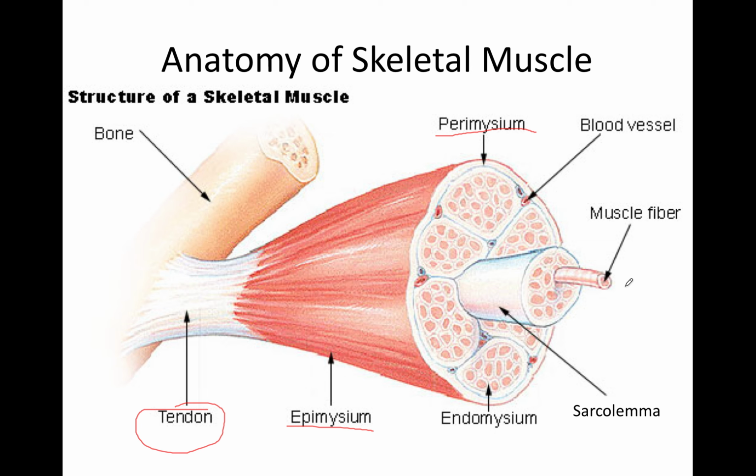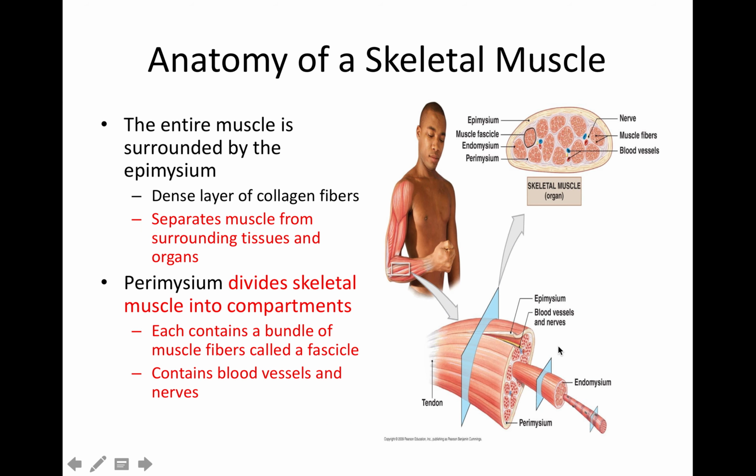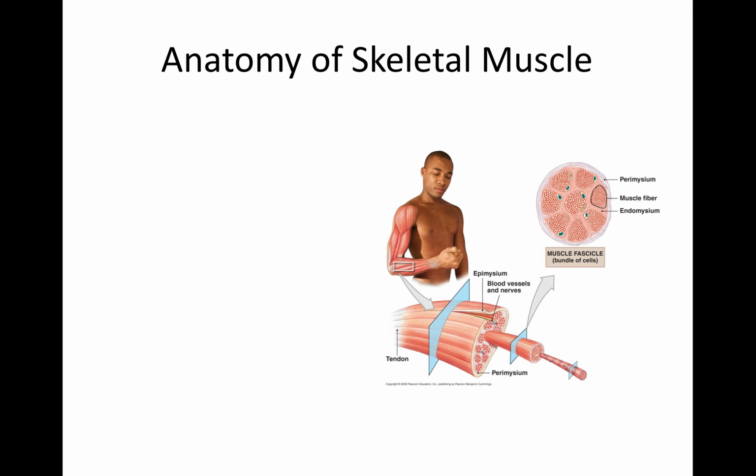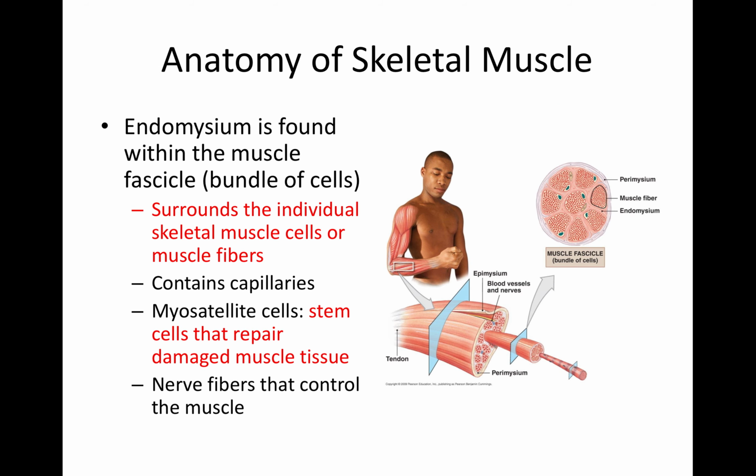Some other connective tissue components: around each muscle fiber, there is again a connective tissue layer that's protecting it from its environment. The connective tissue that we find surrounding our muscle fibers is called the endomysium. And then around each individual muscle fiber, we're going to have the sarcolemma, or the cell membrane or the plasma membrane surrounding each muscle cell. So we just talked about our epimysium and our perimysium, and we talked about the endomysium.